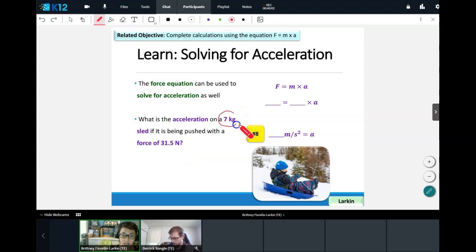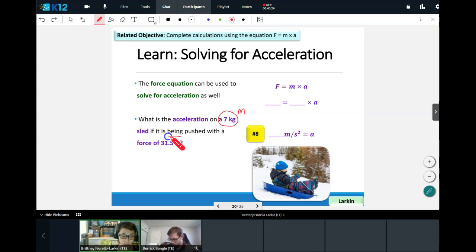7 kilograms in the chat. Kilograms is the unit for what? F, M, or A? Force, mass, or acceleration? Kilograms is always the unit for what? Thank you, Cody. Thank you, Angelina. Again, practice this because you will need to do the last one on your own. Thank you, Jaime. Yes, this one is going to be our M, our mass.